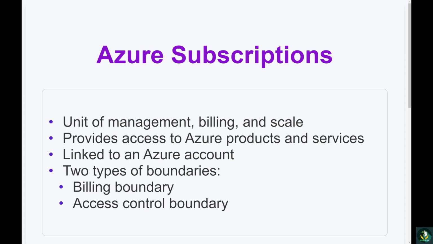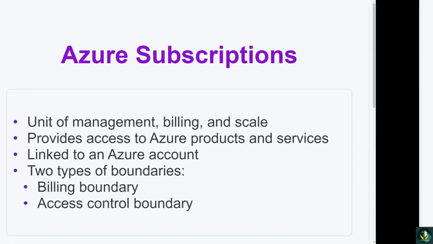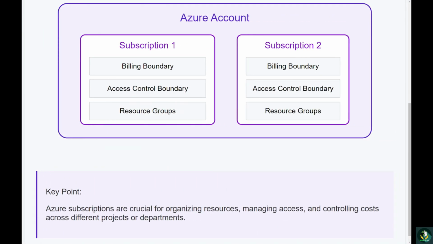Access control boundary. Azure applies access management policies at the subscription level. You can create separate subscriptions to reflect different organizational structures. This allows you to manage and control access to resources provisioned under specific subscriptions. It's useful for implementing different security policies for various departments or projects.